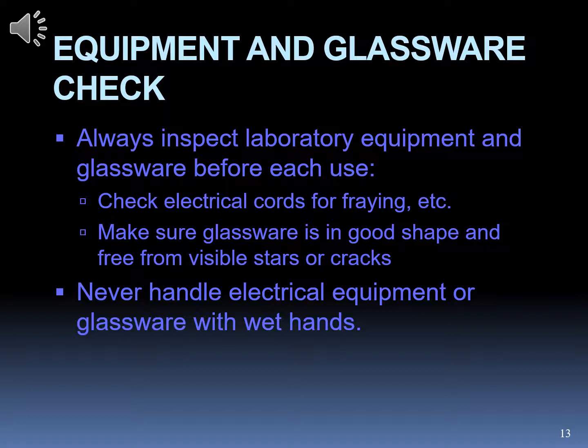So you'll want to make sure that the electrical cords are in good condition. There's no fraying or loose wires or things like that. You want to make sure that the glassware is in good shape. It's free from cracks. Sometimes there are tiny star-like cracks that can be difficult to see. If you look carefully and you notice those, they could be a warning sign that something far worse is going to happen. So if you notice any visible stars or cracks in the glassware, you want to let your instructor know and see if he or she will replace that with a fresh piece of glassware before any further breakage occurs.